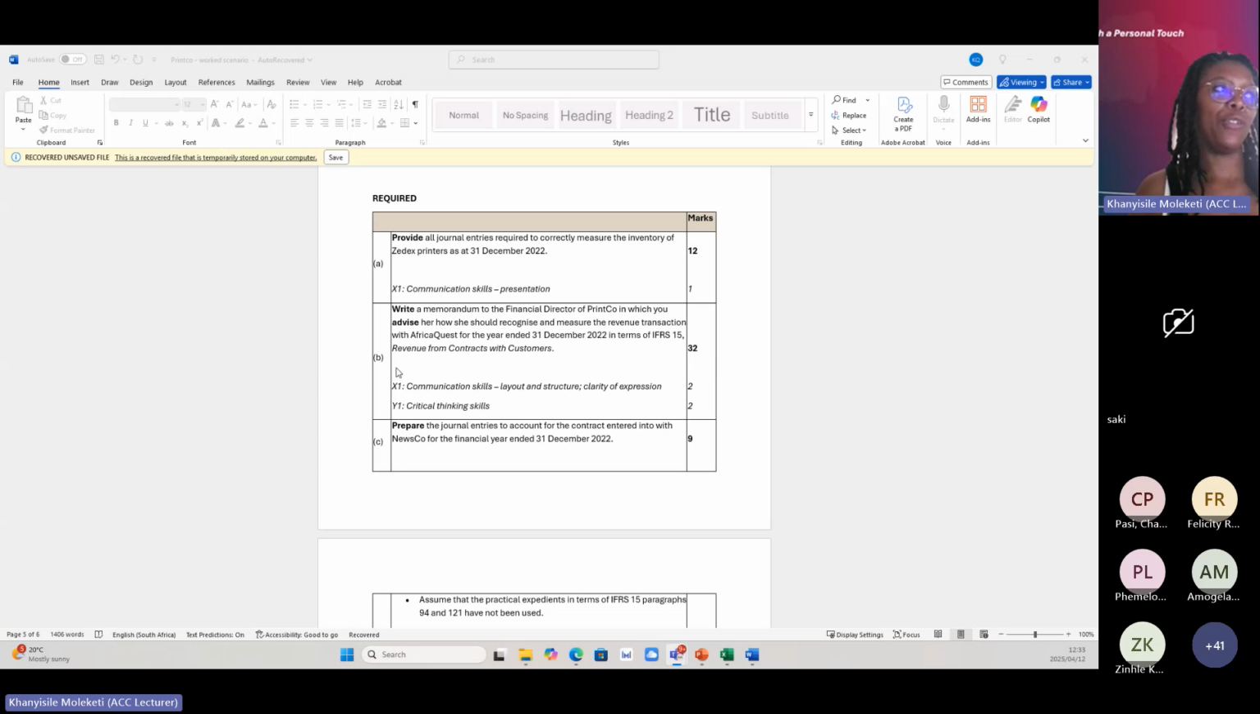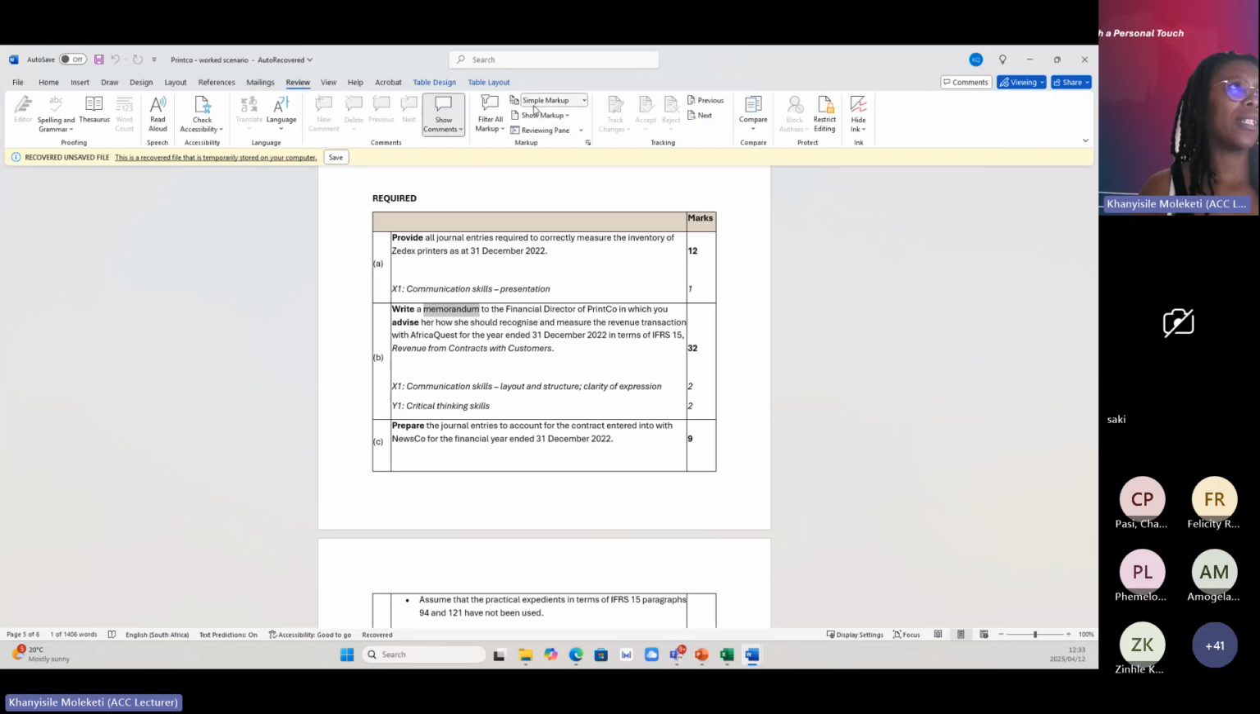Then you see they've told you this marks communication as well as for critical thinking. So to dissect, what that means is we first understand what is required of us. You're going to write a memorandum. Memorandum means two key things before we even start.